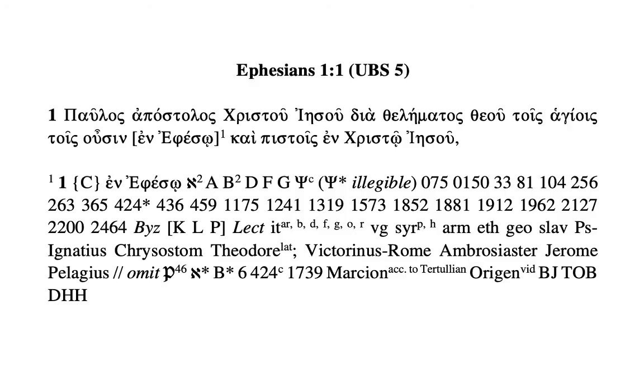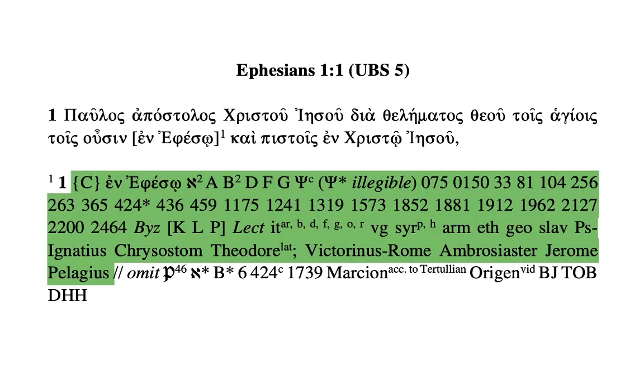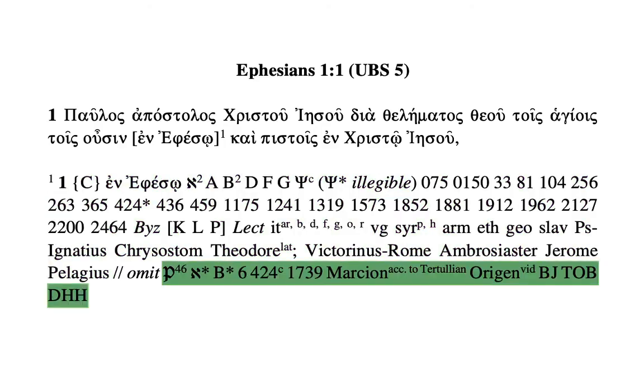So let's summarize and recap. In Ephesians 1:1, the UBS lists 1 textual variant concerning the words ἐν Ἐφέσῳ, or in Ephesus. The support for the inclusion of those words is everything here, and everything here relates to the inclusion of ἐν Ἐφέσῳ. Everything after that point relates to evidence for the omission of ἐν Ἐφέσῳ from that sentence in Ephesians.